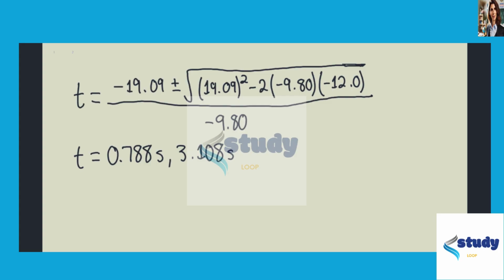Now, the smaller time would be the time the baseball reached the building's height on its way up, and then the larger time would, of course, be the time that the baseball reached the building's height on the way down. So, of course, we must choose the larger result. T equals 3.108 seconds. So this would be your total time.